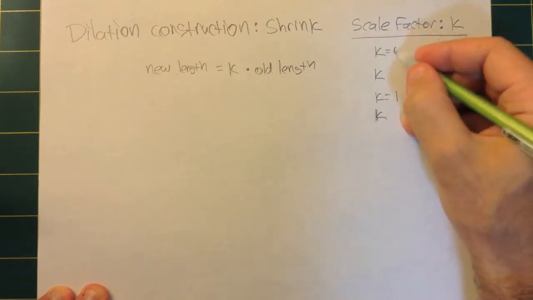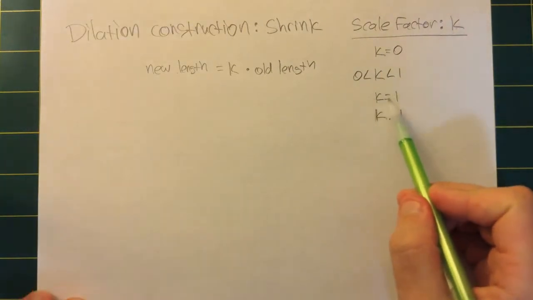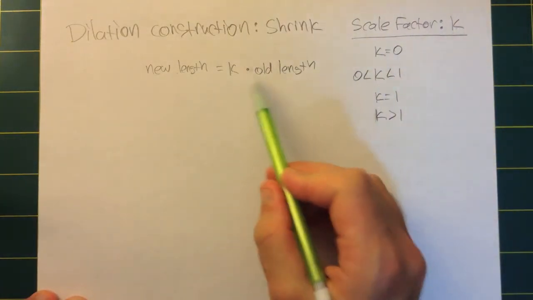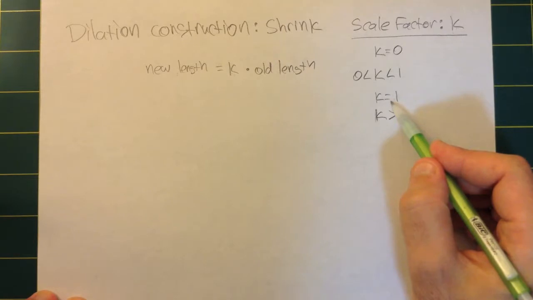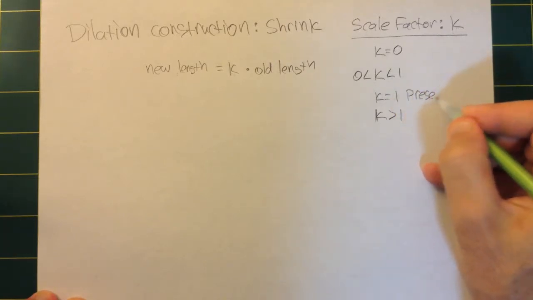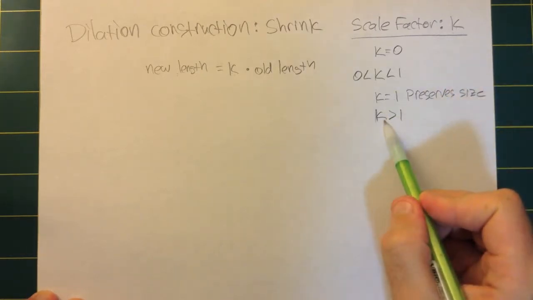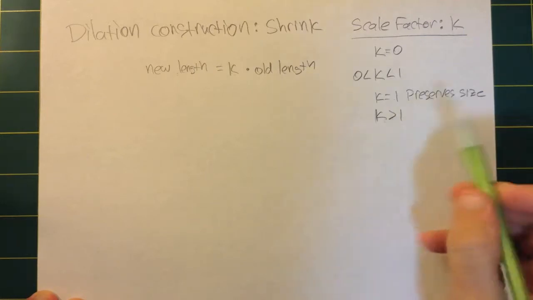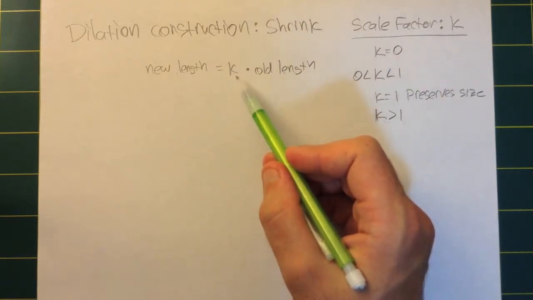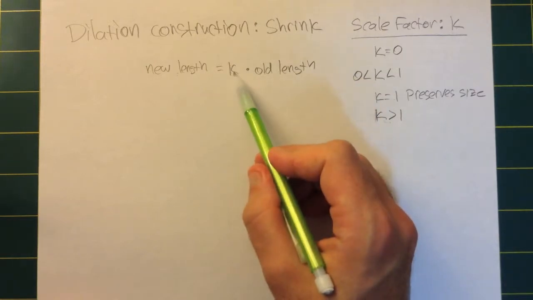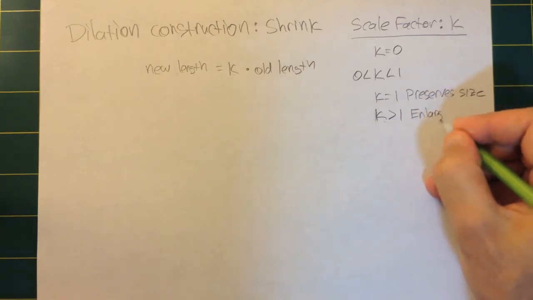K could be 1, K could be 0, K could be somewhere between 0 and 1, or K could be more than 1. Let's start with K being 1. If I had some old length and I multiplied it by the number 1, I'd get the same number as the result, and so multiplying by a scale factor of 1 doesn't change anything. It preserves the size of the shape. In the last video, we thought about what happens if our scale factor is more than 1. I'd take my old length, I'd multiply it by a number more than 1, 4, 2, 3.7, whatever, multiply it by something more than 1, the result will be a bigger number. And so K greater than 1 causes your shape to enlarge.